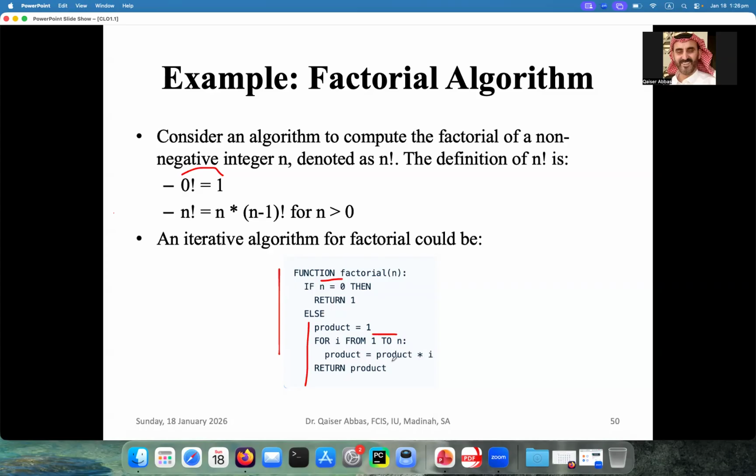Product is initially 1, so 1 multiplied by 1, you will have 1. In the next, i equal to 2, 1 multiplied by 2, you will have 2. In the next, i equal to 3, you will have 2 and 3 here, and you will have 6. So 1 multiplied by 2, multiplied by 3, multiplied by 4, multiplied by 5. If you have n equal to k, then the multiplication will go up to k times: 1 multiplied by 2, multiplied by 3, and so on, multiplied by k.